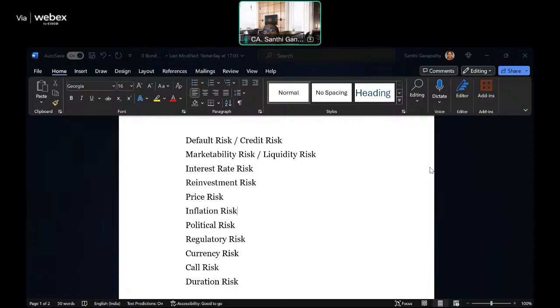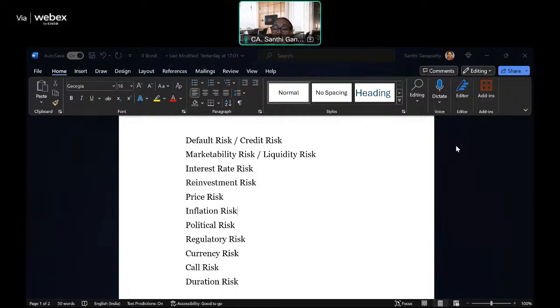I want to know whether I'll get my principal repayment, whether I will get my interest repayment. Also, will it be on time? Because if it is not on time, there is no use. This is the first risk.